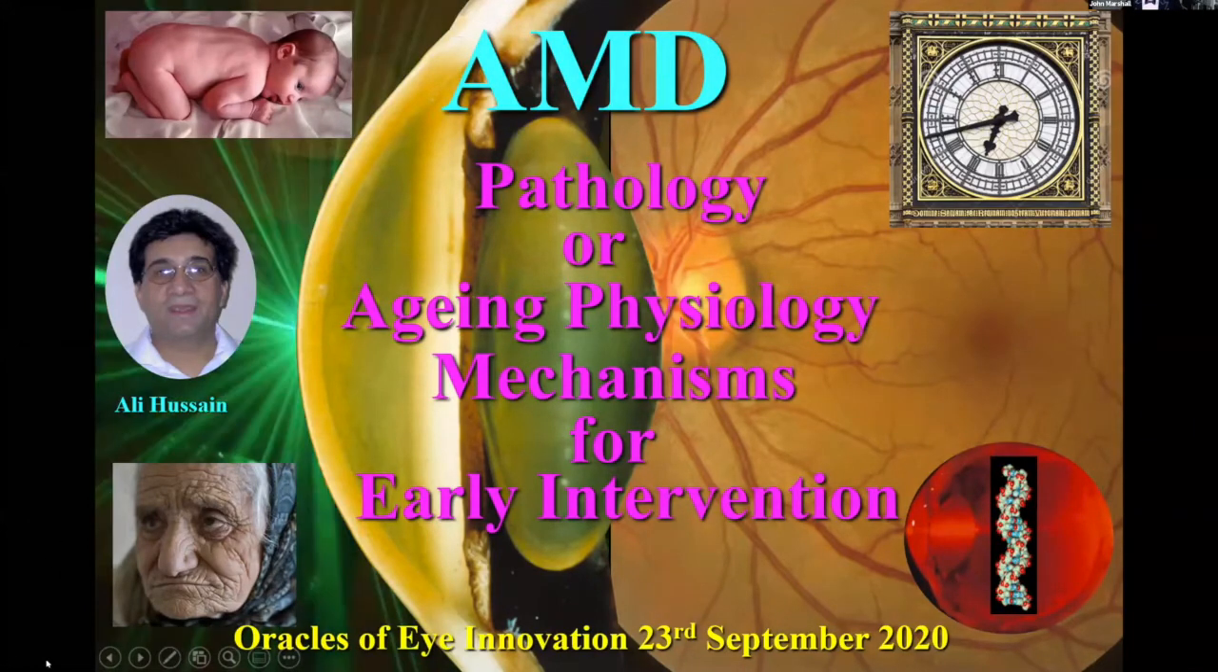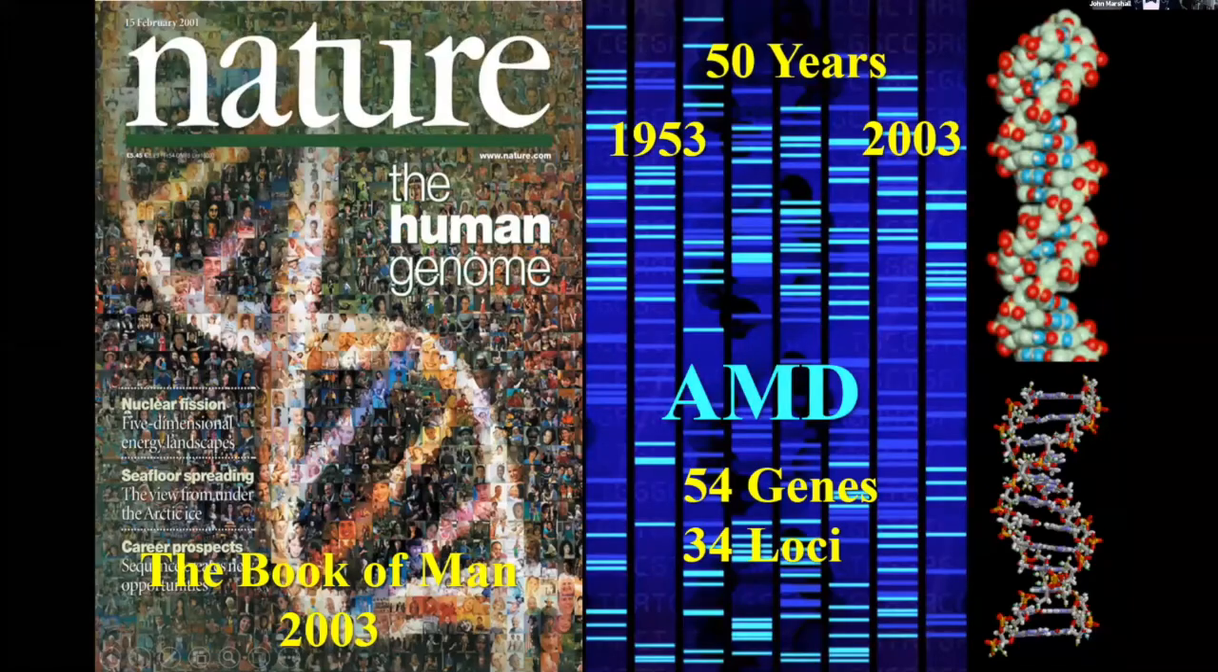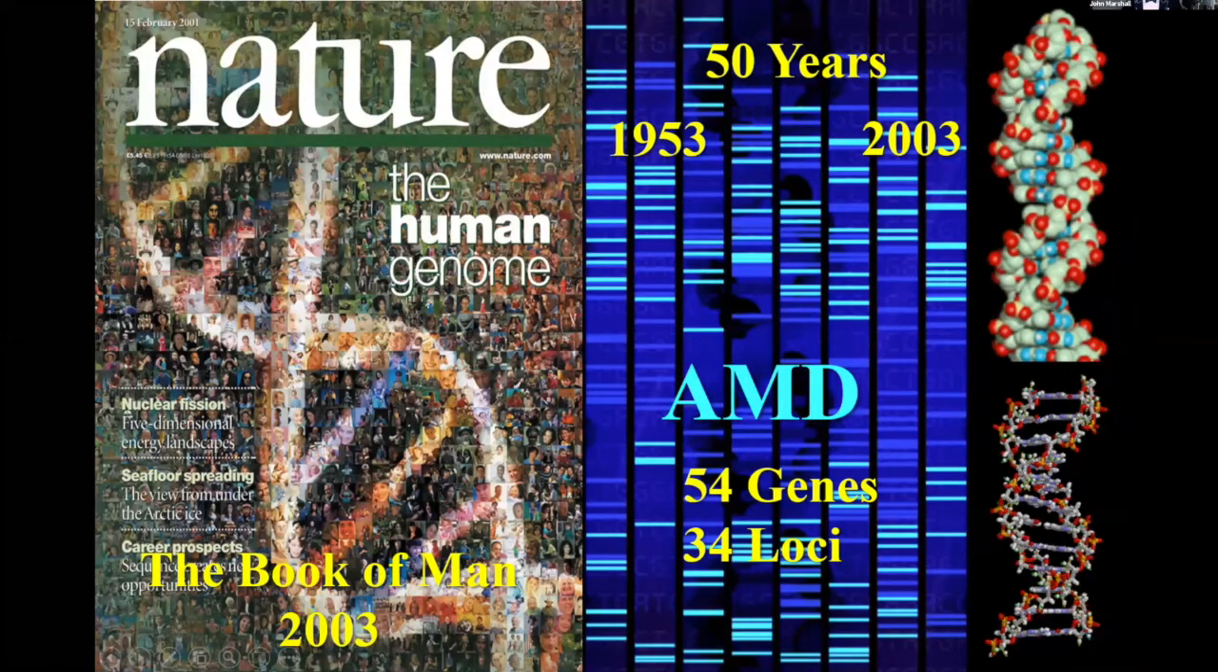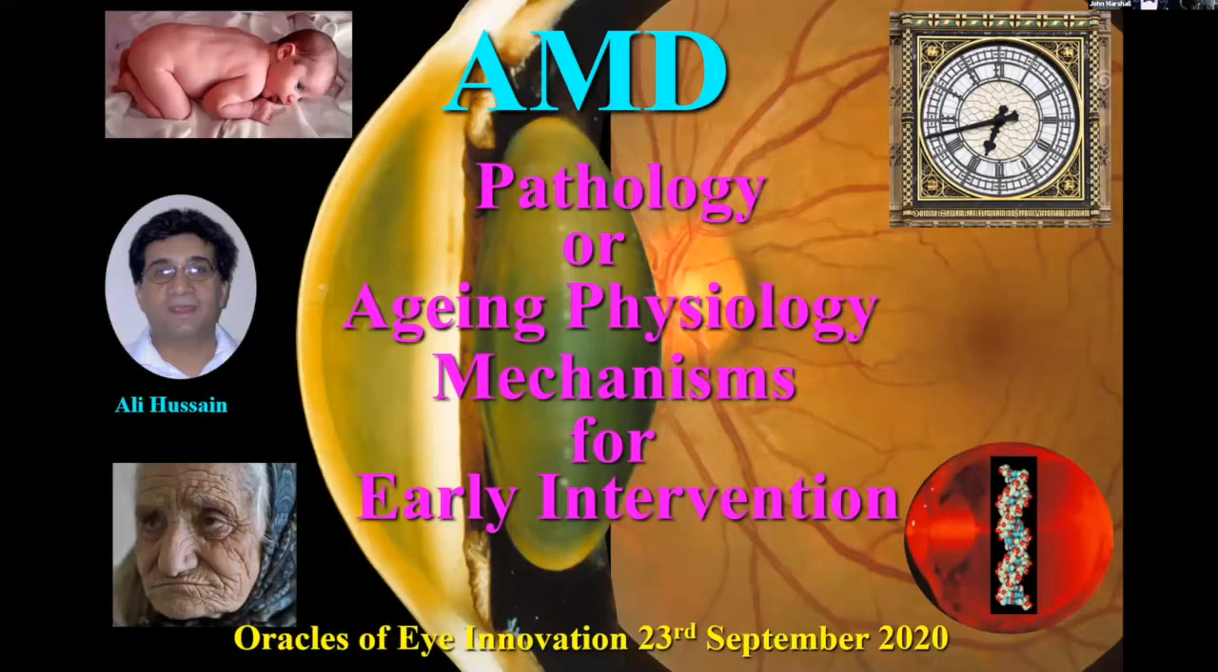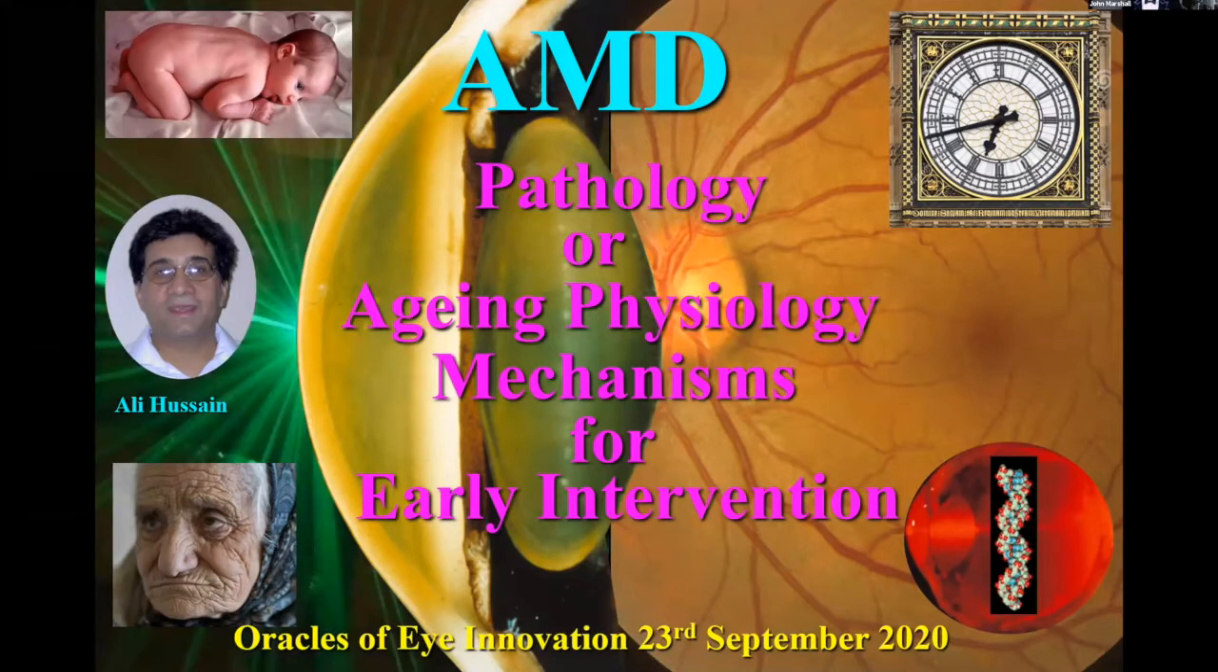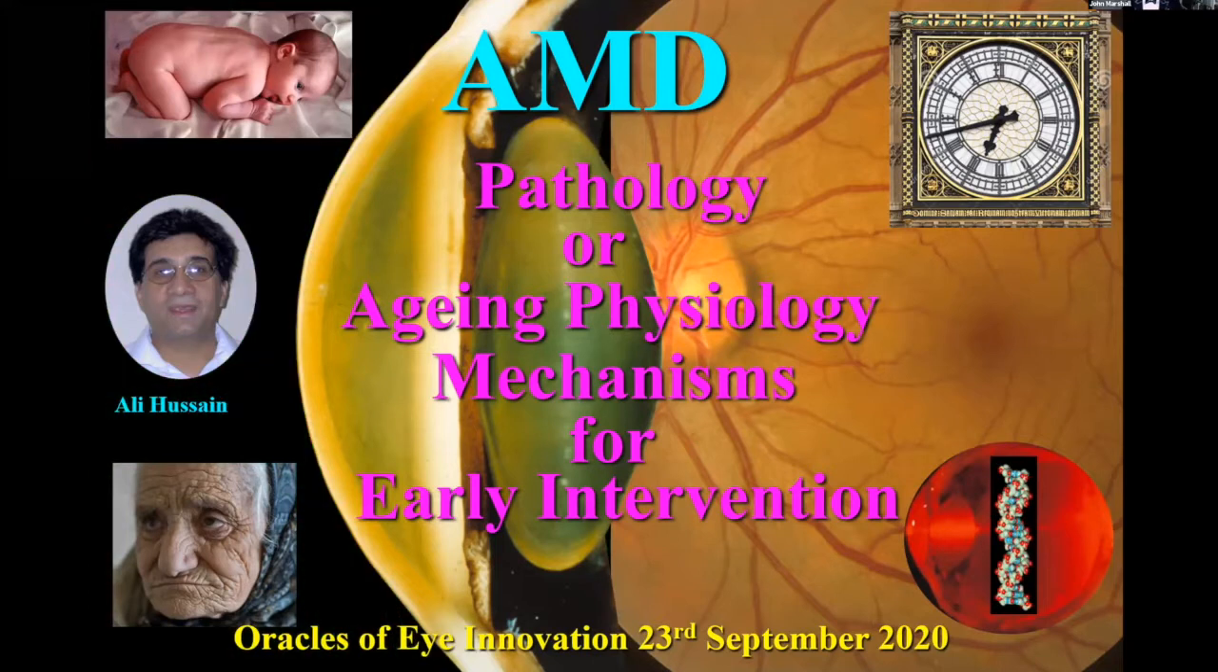Guys, I chose the subject tonight of AMD, pathology or aging physiology, and then mechanisms for early intervention. And most people look at AMD. Unfortunately, a lot of patients come in late when they've got a neovascular problem. And most of the emphasis in recent years has been on the genetics of AMD.